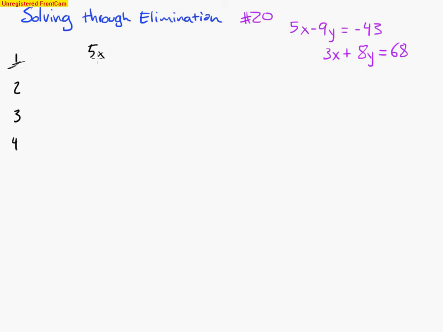I got 5x minus 9y equals negative 43. This problem, I think we're going to need to grab some calculators. 3x plus 8y equals 63. Cross this off. We're all lined up. Number 2 says I need to find out which one I want to eliminate. Let's think over here.